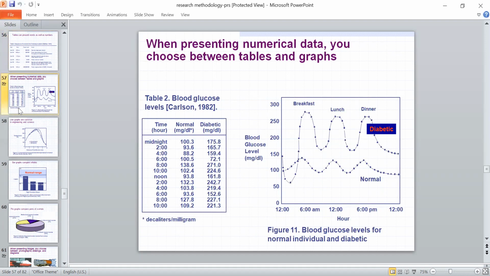For numerical data, you choose between tables and graphs. You have to choose, and a nice presentation is very important. Here, in the graphs of blood glucose level for a normal individual and a diabetic, you have to write why the peaks occur, why some peaks are high and some are low, and what the difference is. Everything needs interpretation in the results and discussion.